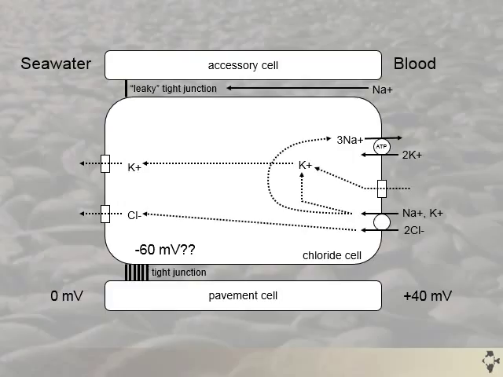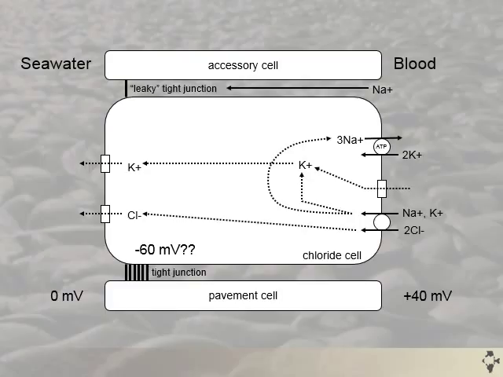Okay, so what this does is it creates a high positive charge and a high sodium concentration on the blood side. Remember, it's exporting 3 positive ions into the blood, but it's only taking 2 positive ions in. So that's creating an abundance of positively charged ions on the blood side. And again, it's also creating a very high concentration of sodium in the blood.